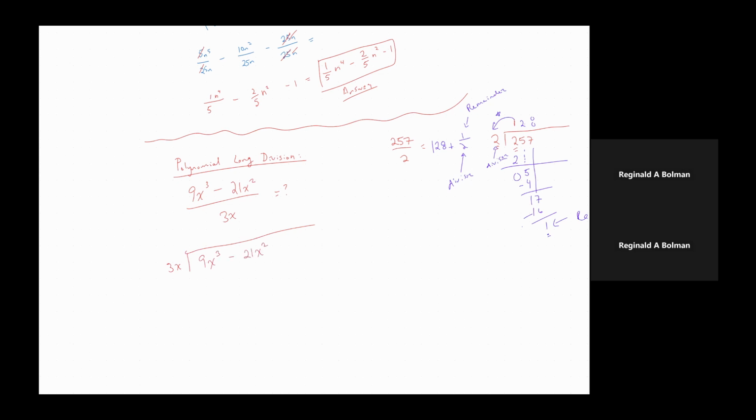But just like ordinary long division, we're going to write our divisor term, which happens to be the 3x, or the terms in your denominator, out in front of this upside down or sideways L, where the quantity in your numerator, the 9x cubed minus 21x squared, is going to be underneath the L itself. And we're going to ask ourselves, how many times does 3x go into the 9x cubed?